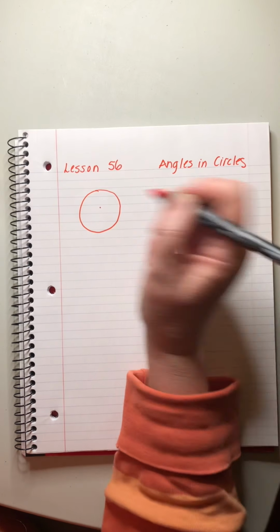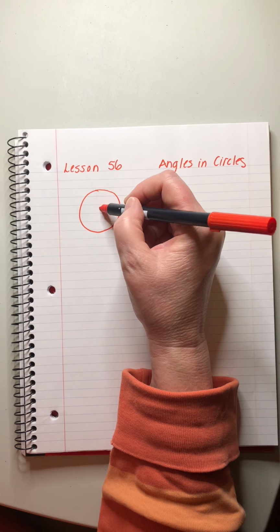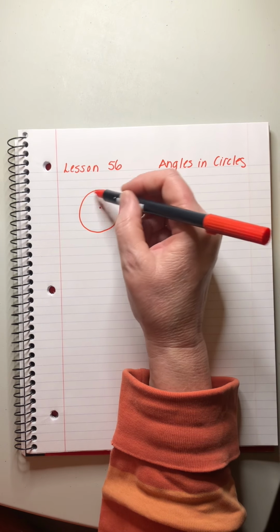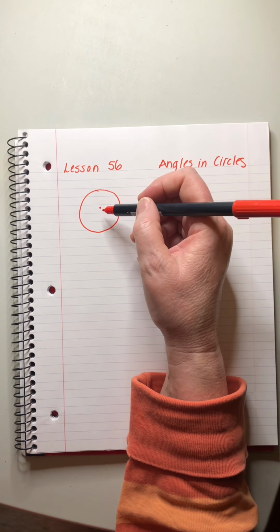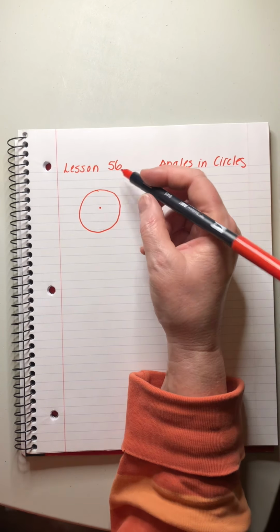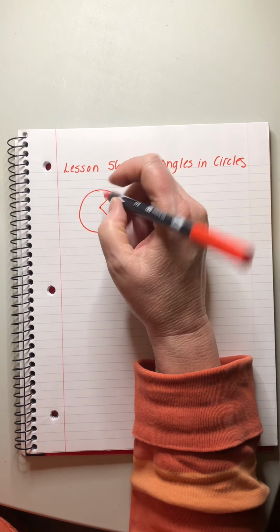There's a circle. It has a center. It has a radius, which is the distance from the center to the edge all the way around. The radius is the same all the way around. My picture doesn't necessarily lend that impression, but it's true. What we're doing quite a bit now is talking about angles in circles.